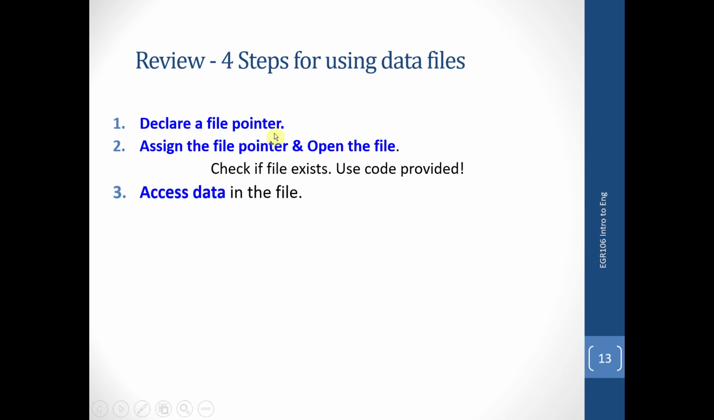After that, we are going to access the data in the file. If we're in read mode, we're going to use fscanf. If we're in write mode, we're going to use fprintf. Maybe you'll use both for 2 different files, that's fine. And then the very last thing, for every file pointer you declared in step 1, you need to close the file using the file pointer in step 4.